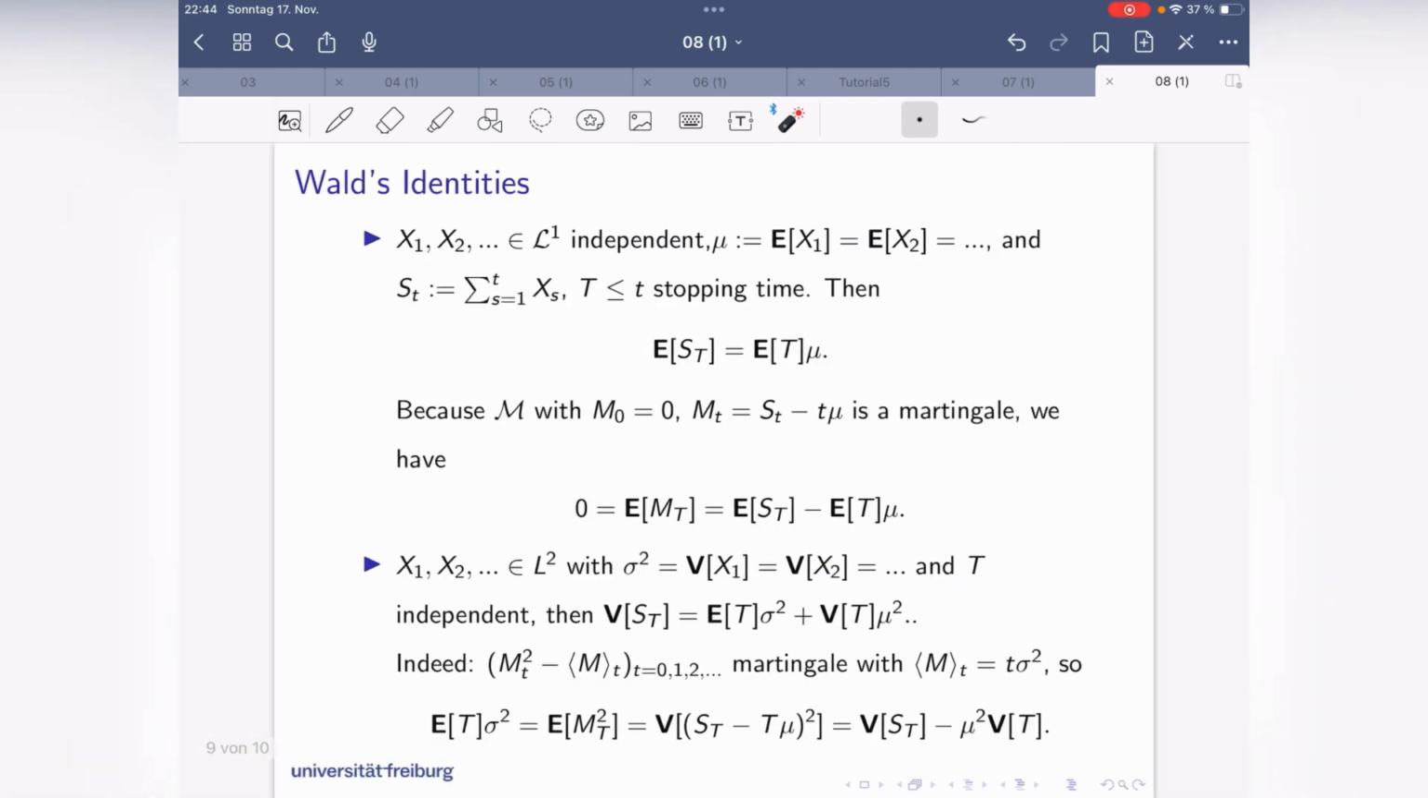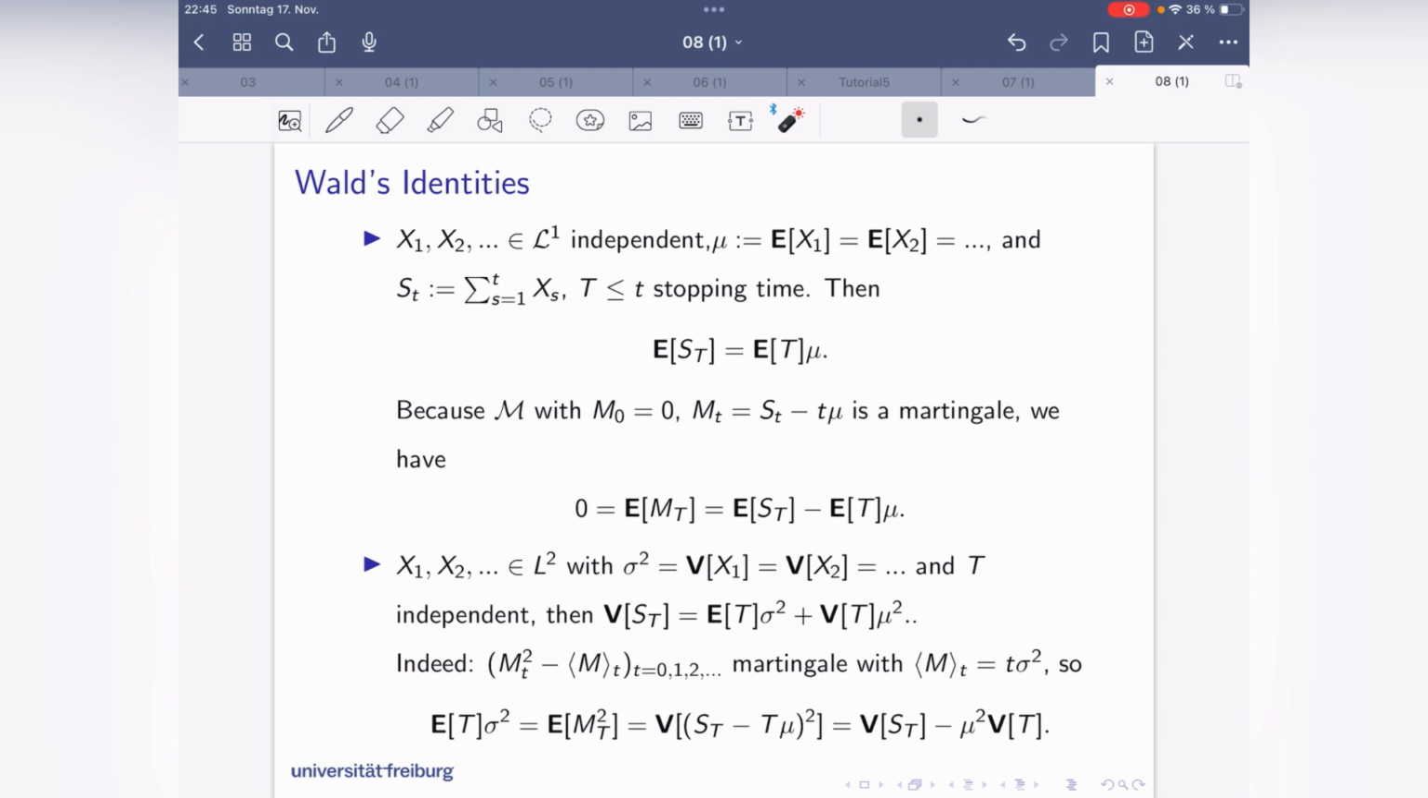Now there are two more applications of this optional sampling theorem. And the first one is as follows. Wald's identities. So S is a sum of X's, as we often have for martingales or supermartingales, and they all share the same expectation μ. And T is a stopping time. Then you sum up all these X's until the stopping time T. And the question is, what's the expectation of S at the stopping time T? And the answer is, it's μ times the expectation of T. And T does not have to be independent of the X's here. So this here just holds.